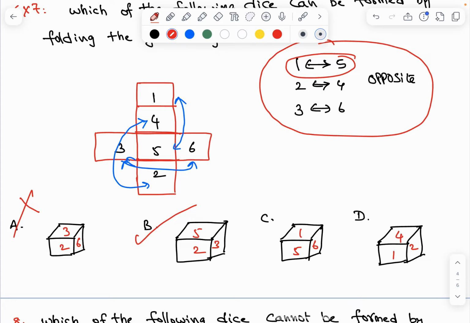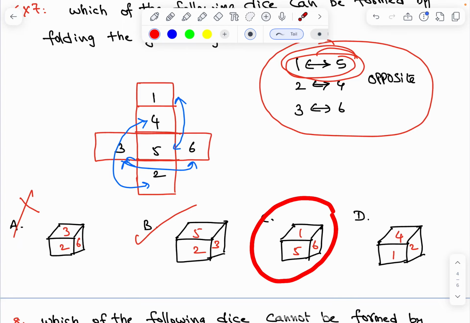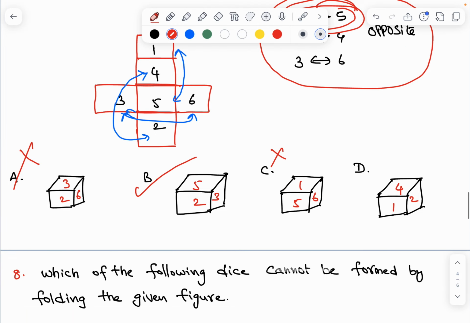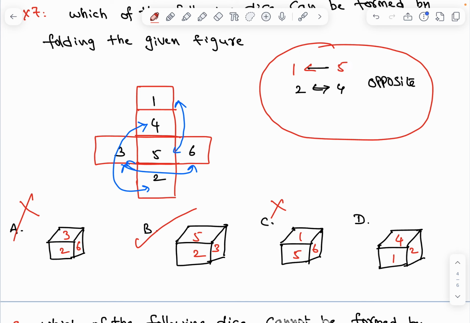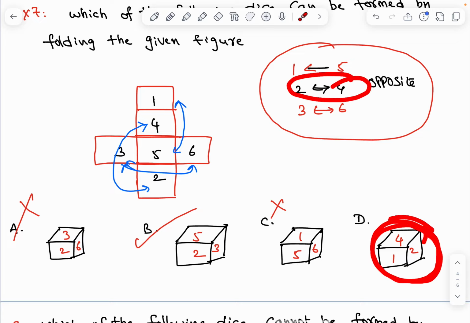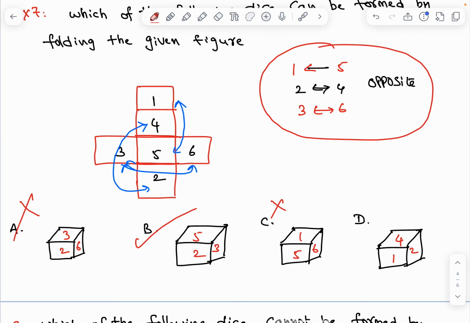You can check C also. Here 1 and 5 are opposite, but in this diagram 1 and 5 are adjacent sides. Therefore, this is also wrong. Okay, D. 2 and 4 are opposite, 1 and 5, 2 and 4, 3 and 6. In the third diagram, 2 and 4 are opposite, but here they are given adjacent. Therefore, this is wrong.